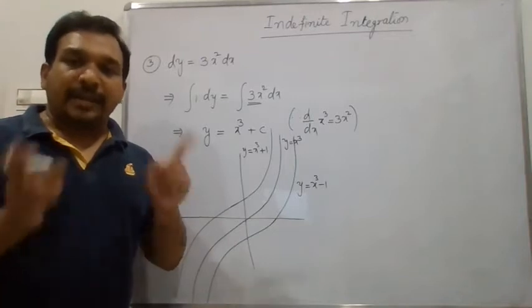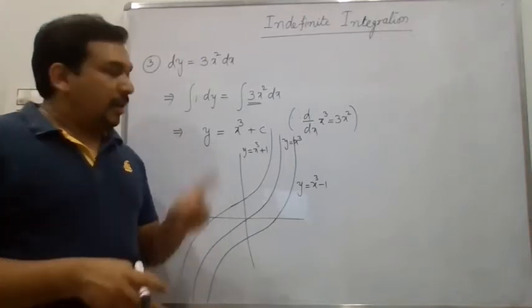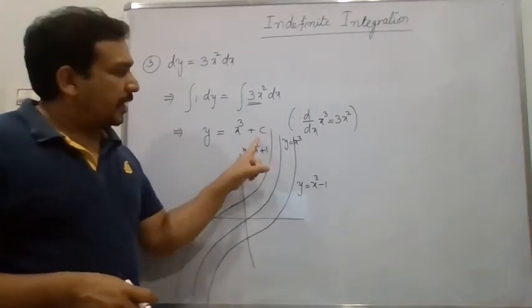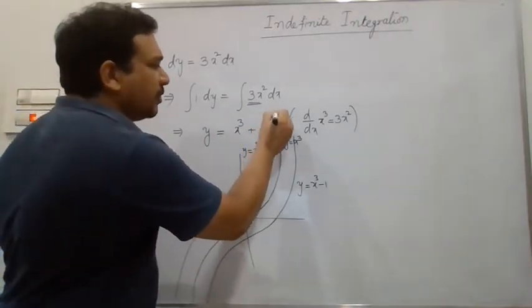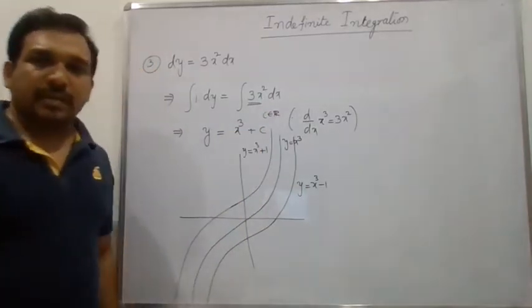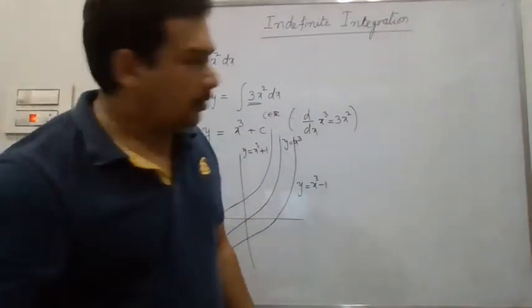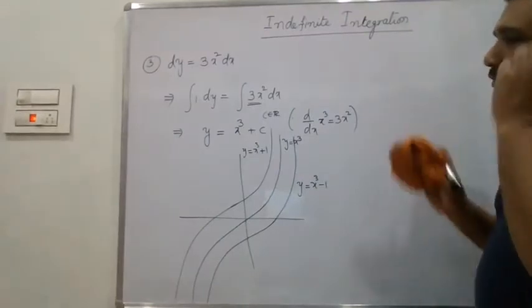That's why the antiderivative of 3x square is x cube plus a constant. X cube plus constant. Constant belongs to what? All the real numbers. You take c as any real number, it will always be correct. Clear? So some more questions we will go for.